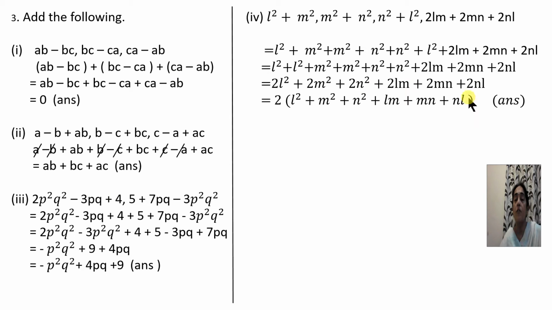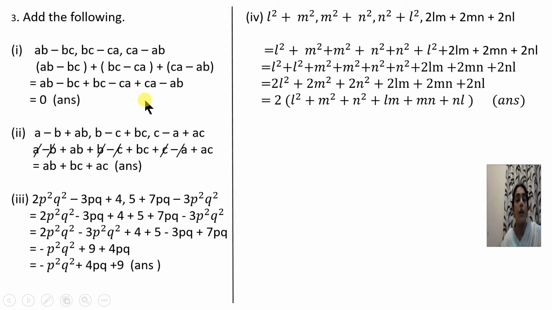After that, we know that L square plus L square is 2L square and M square plus M square is 2M square. Then N square plus N square is 2N square, plus 2LM plus 2MN plus 2NL. You can leave it as it is, or you can take out 2 common. When I take out 2 common, it will be L square plus M square plus N square plus LM plus MN plus NL. So this is how you add the polynomials.